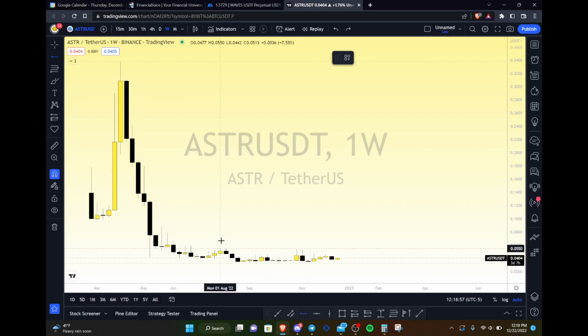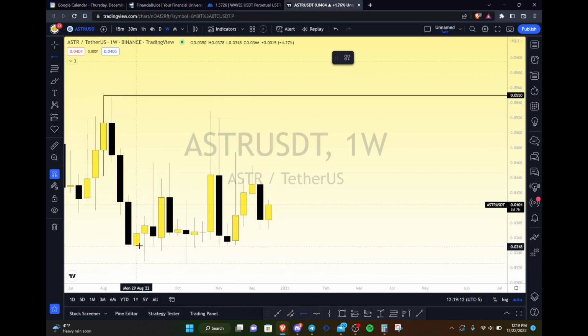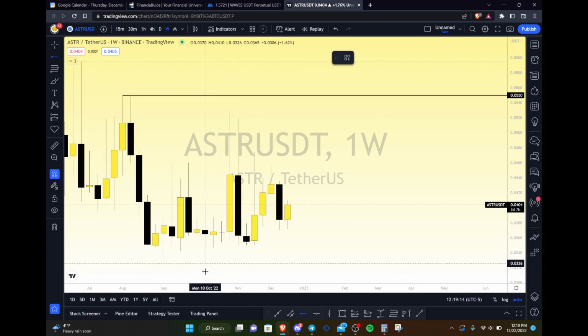So we have this swing high right here, this high pivot, and we'll make sure these are black lines, correct? Because on the weekly time frame we use the black lines, on the monthly we use red lines, and then on the daily we use blue lines. And for the weekly, we have this low pivot right here.